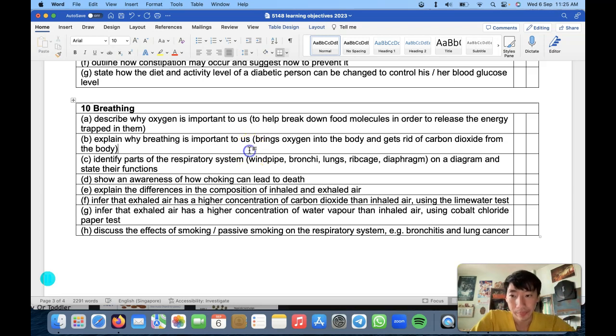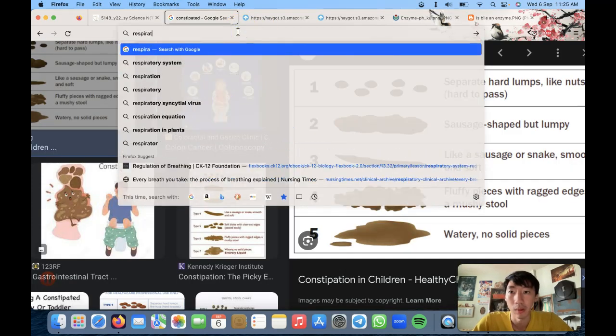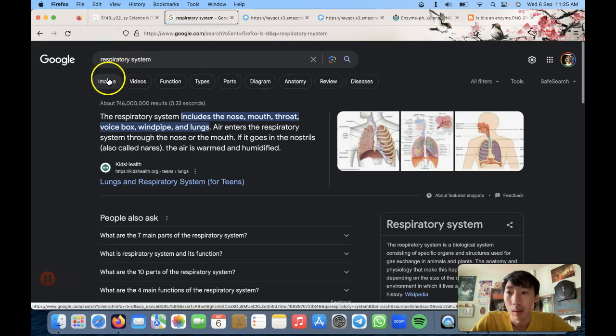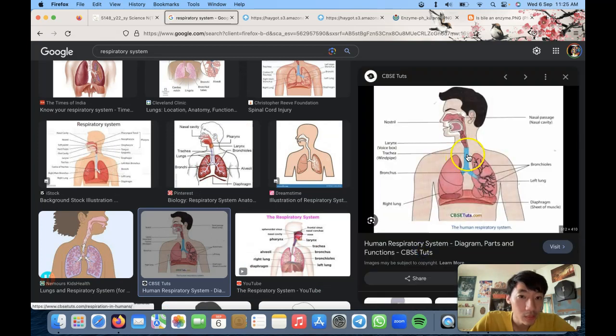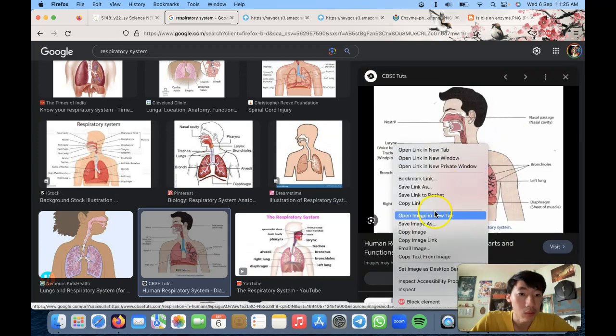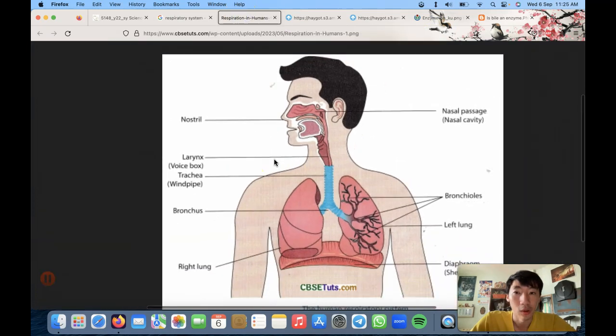I'll get to that later. Let's talk about the different parts of the respiratory system first. So let's find a simple diagram over here, and let's just focus on the key things.